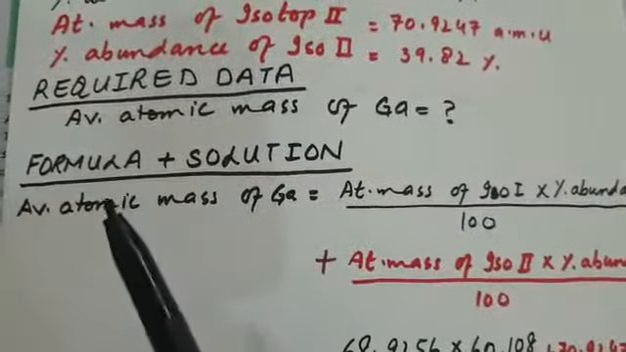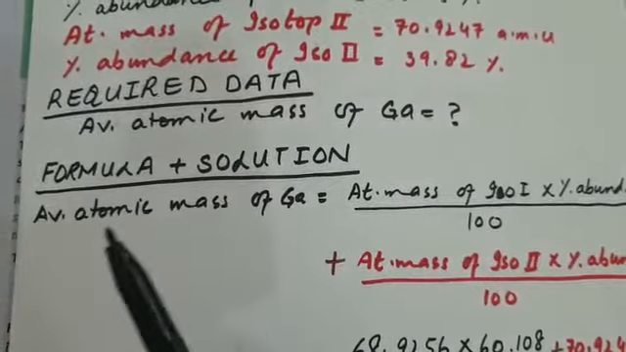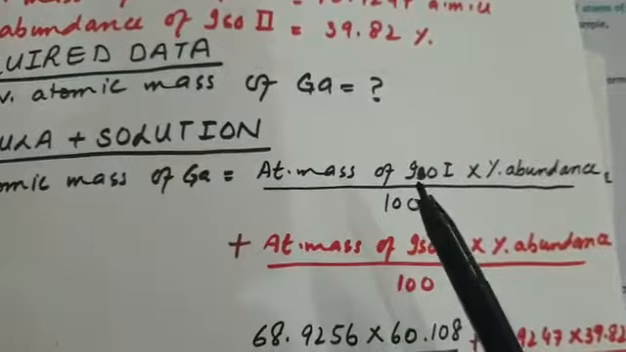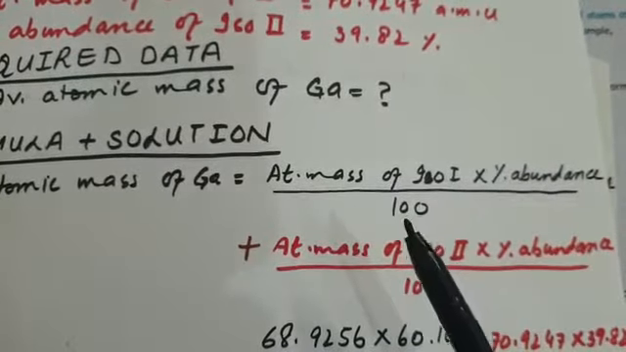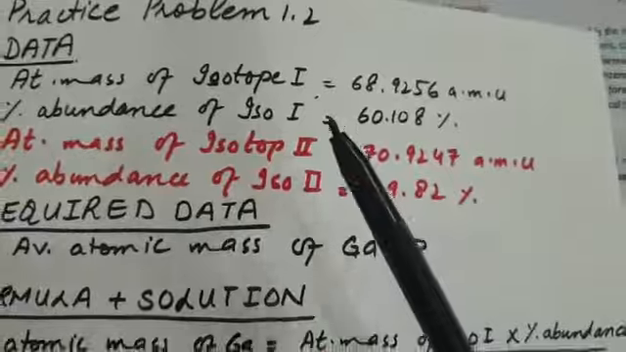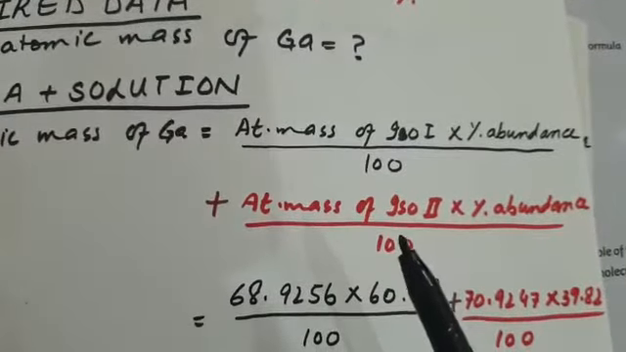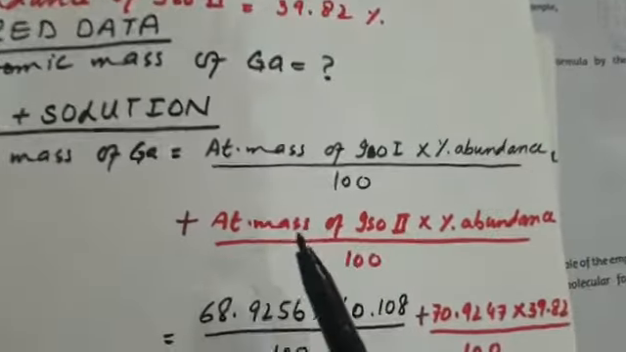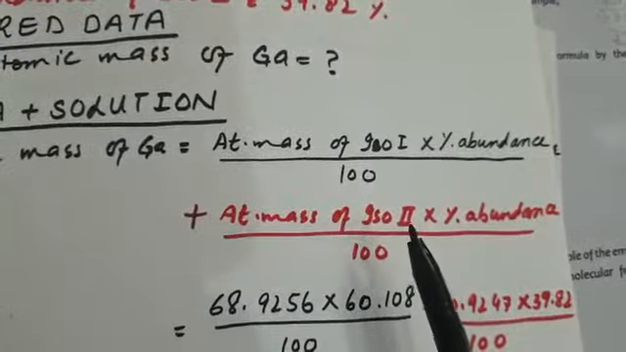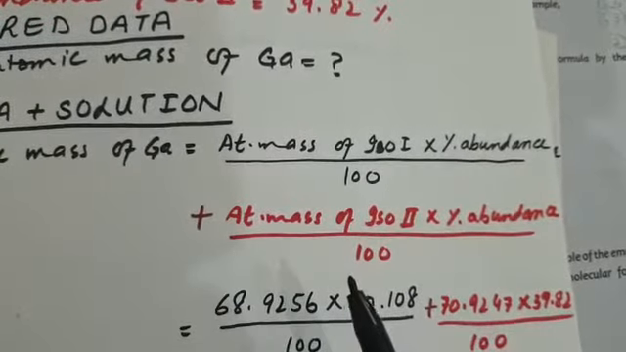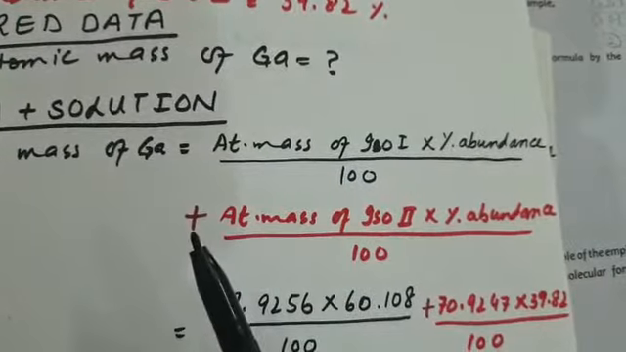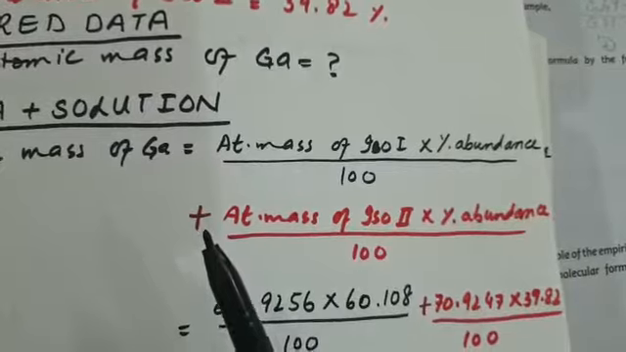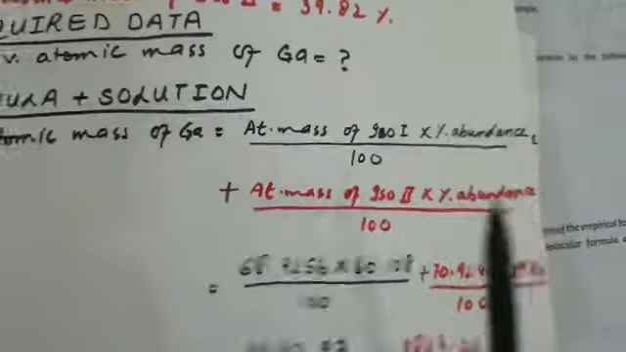The third heading is the formula plus solution, and we have the formula for the average atomic mass of gallium. What is the formula now? Atomic mass of isotope 1 multiplied by its percentage abundance divided by 100. It's for one isotope. The red part of the formula is for isotope 2: atomic mass of isotope 2 multiplied by percentage abundance divided by 100. Keep it in your mind, it's very important that you write an addition sign between these two parts of the formula.